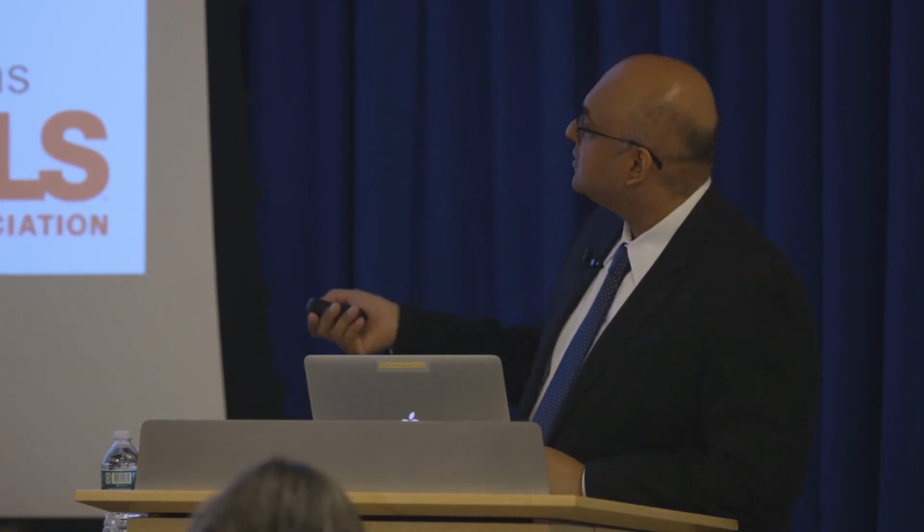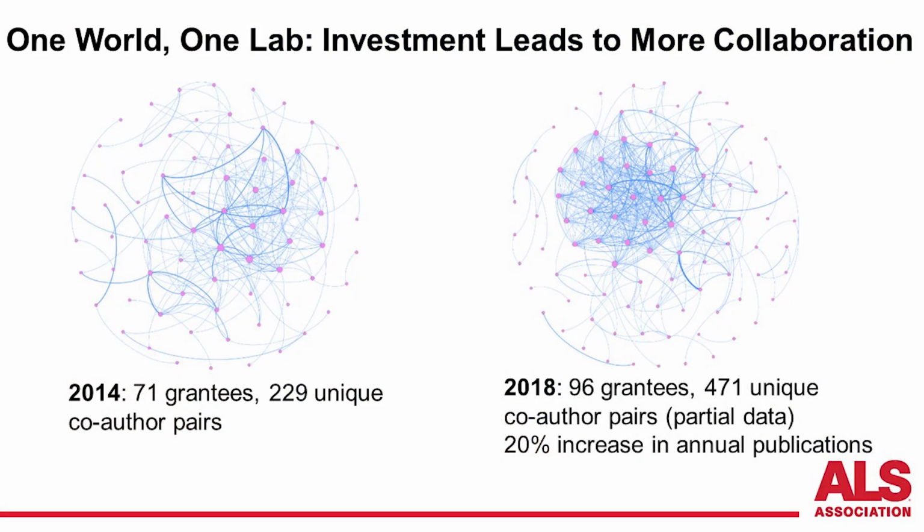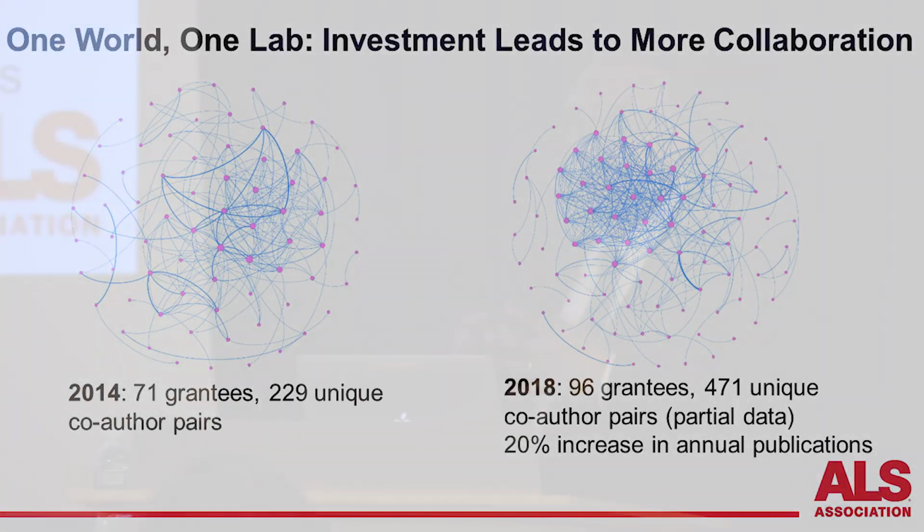And so this is the numbers of people that we funded, these little dots here. And then the lines between them are the papers that they were writing between themselves. These are co-authorships. And the thicker the line, the more times that those folks were writing together. And then you could see in 2018, and this is partial data, you get more dots, more people that we're funding, and they're also working much more closely together. A lot more co-authorships, a lot of partnerships.